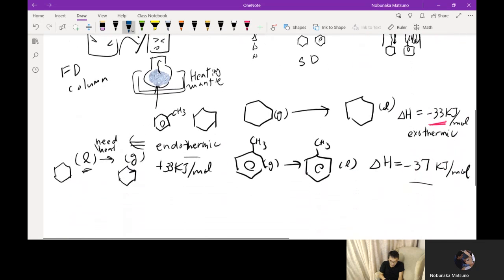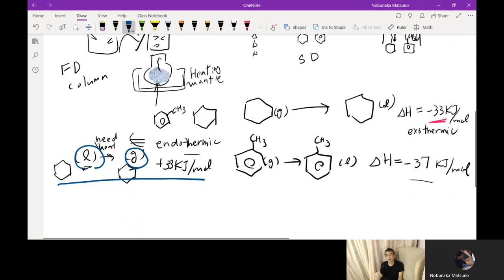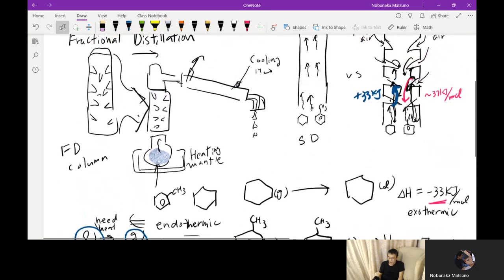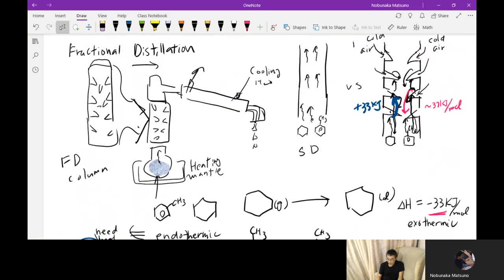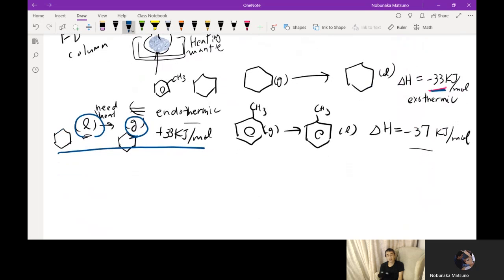to go from liquid to gas, which means that this energy is used to re-evaporate, and it's a little bit easier for the cyclohexane to get re-evaporated. Of course, 37 kilojoules of energy can be used to re-evaporate, going from liquid to gas.